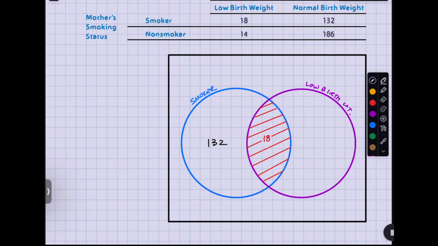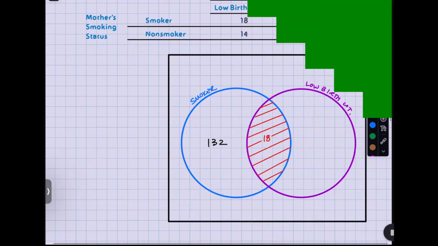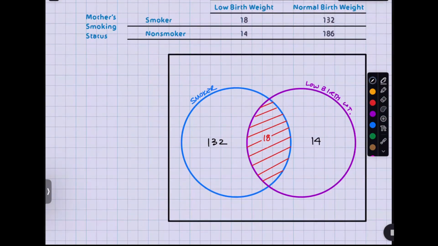So low birth weight that's not smokers are these right here. Right? Because this 18 are low birth weight that are smokers. So what's the other number that's low birth weight? They're non-smokers. Does that make sense?